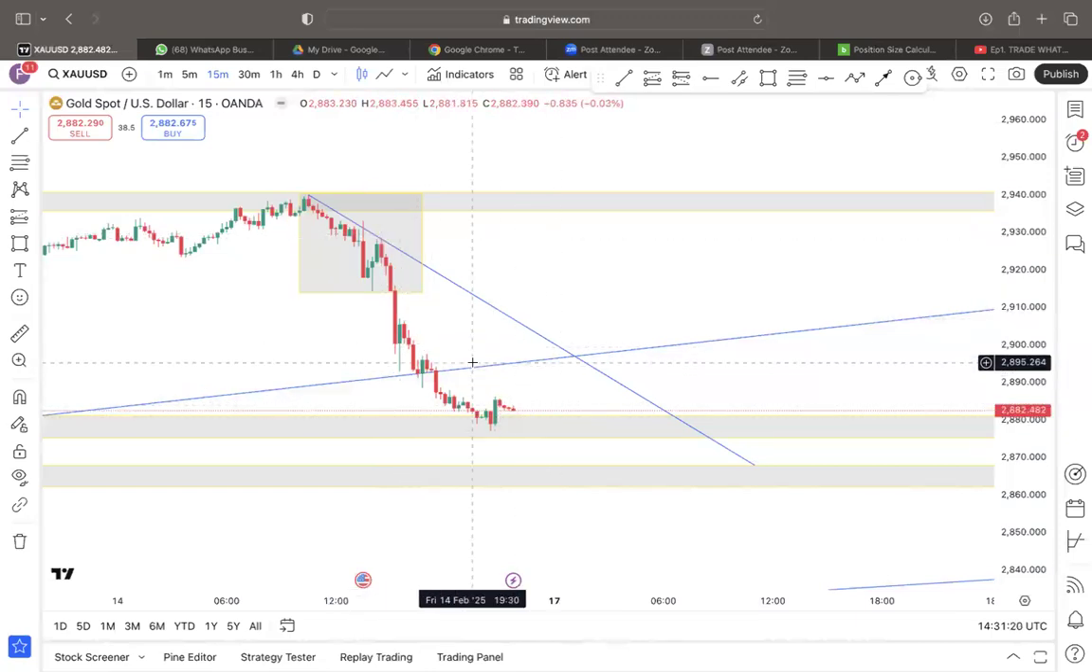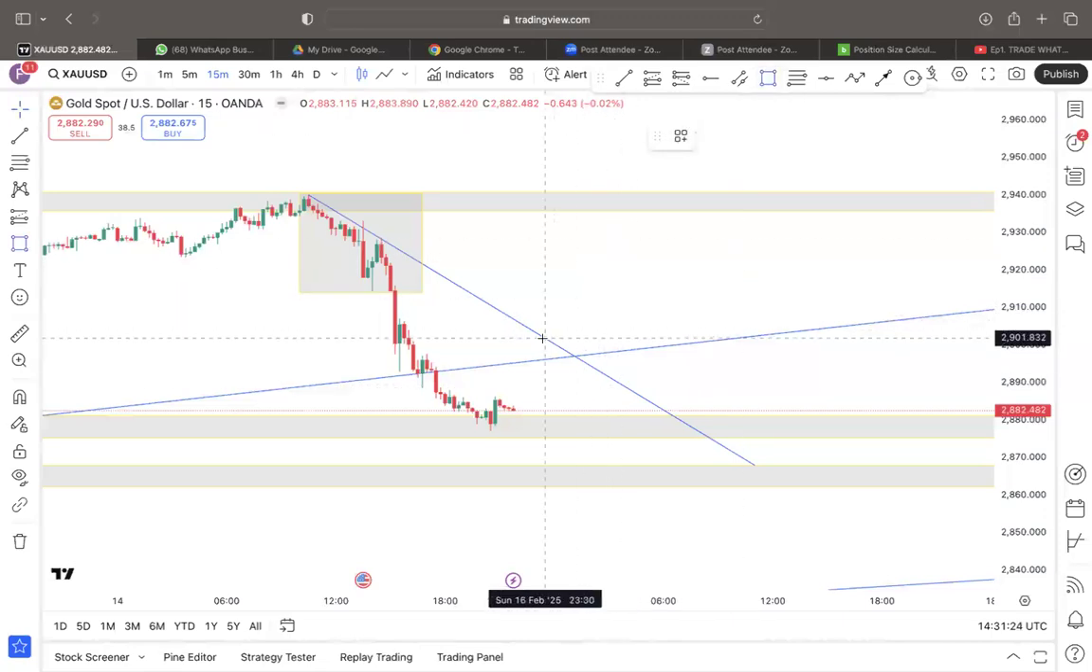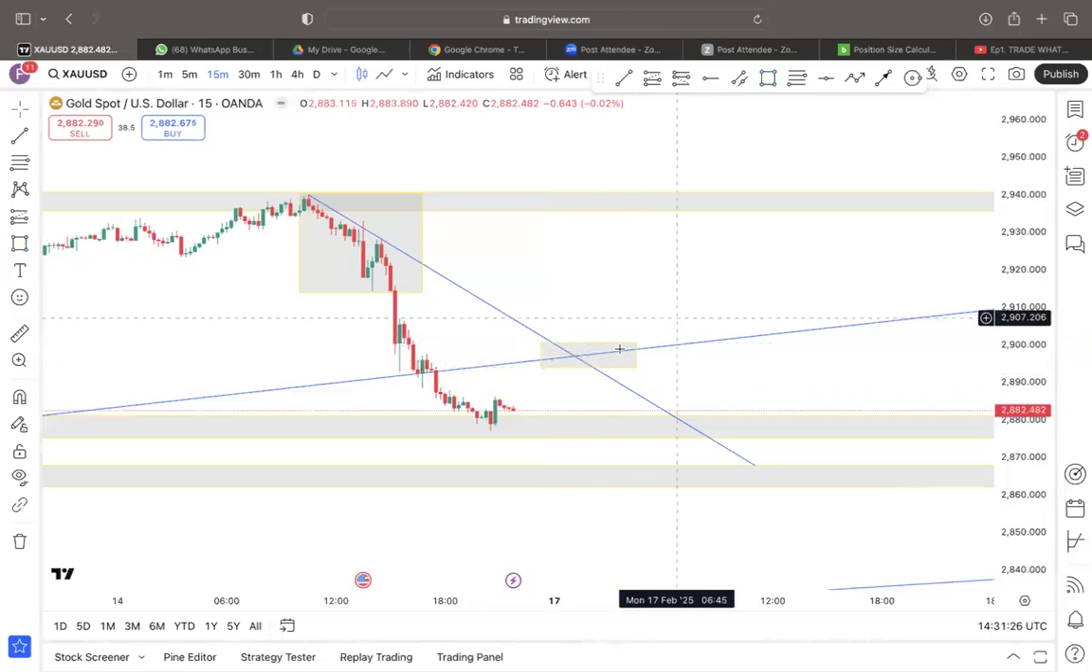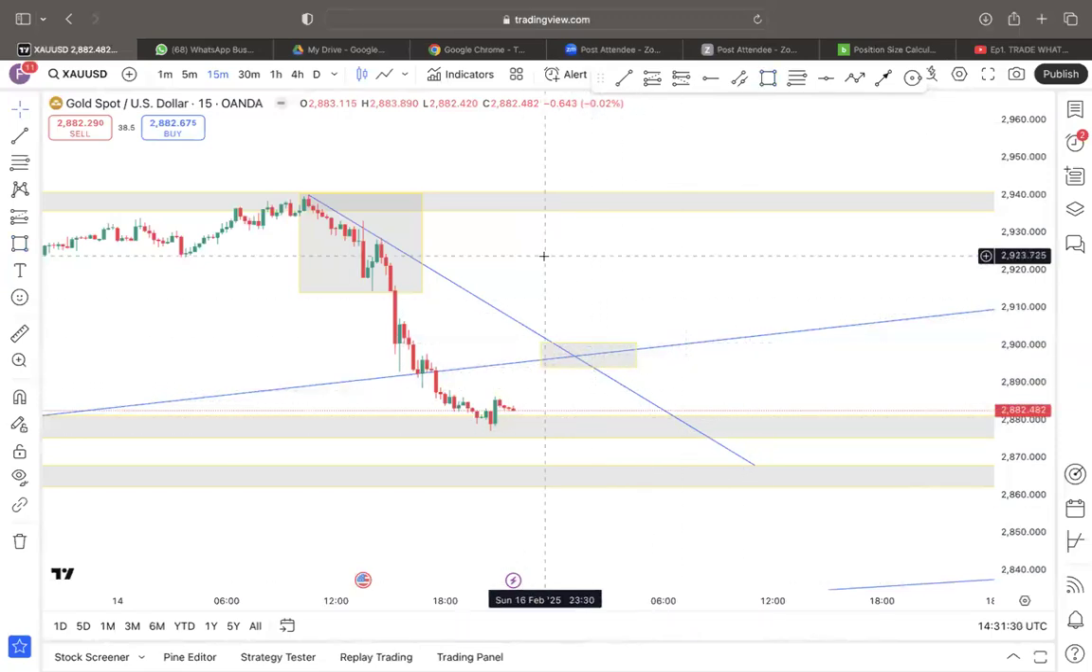Then price pushes down, right? So once price gets to somewhere around, maybe we have a psychological level around here, then we expect it to go down again to short. So that is that for gold.